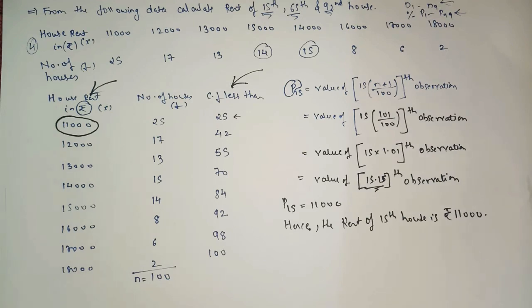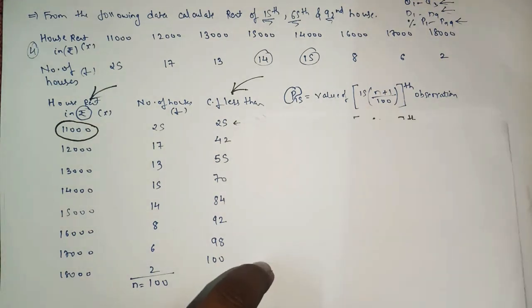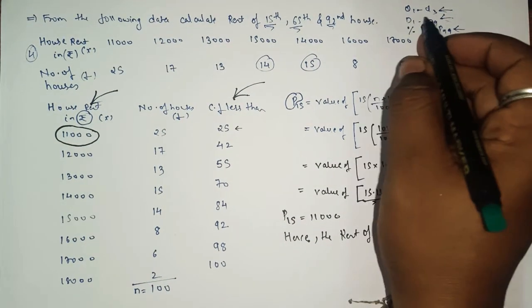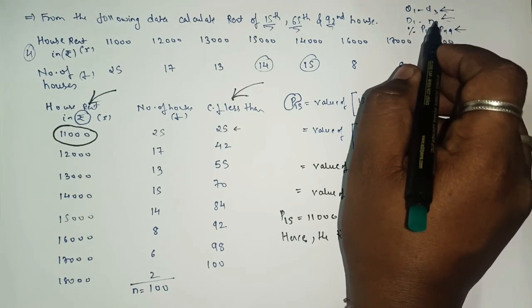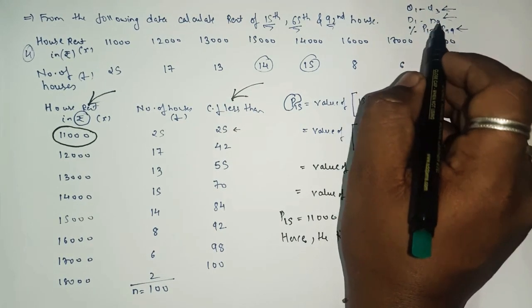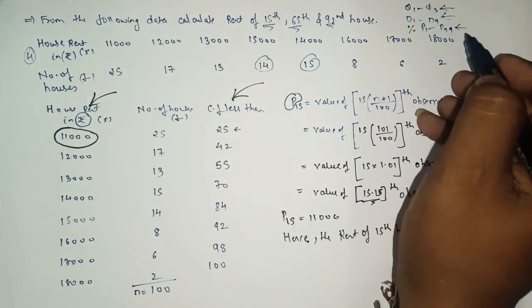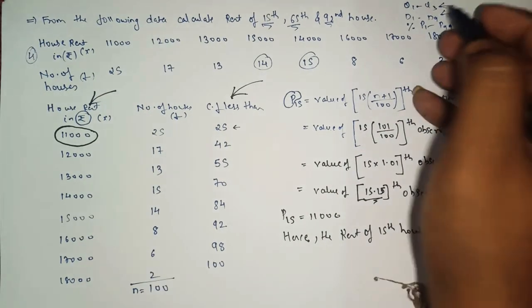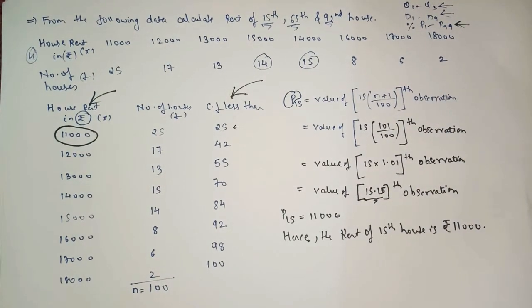Okay, so now we'll see the next one. What is the next one we have to find? We have to find the 65th, that means P65. For this sum, it is not mentioned what exactly we have to find, but we know that for quartiles we have the range from Q1 to Q3. For deciles we have the range from D1 to D9, and for percentiles we have the range from P1 to P99. So this 65 of course lies between these percentiles, as deciles are still 9 only.